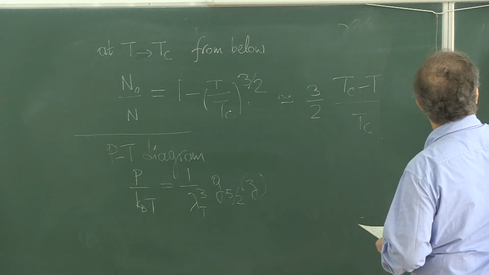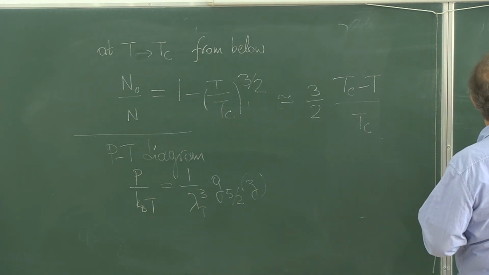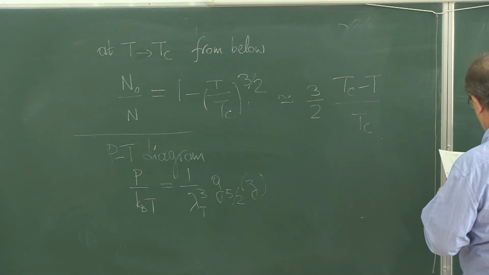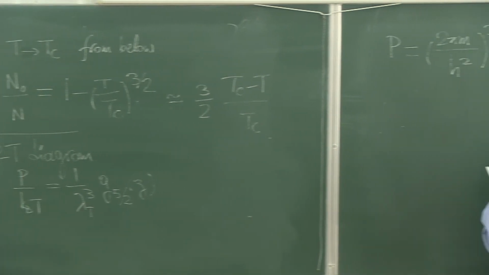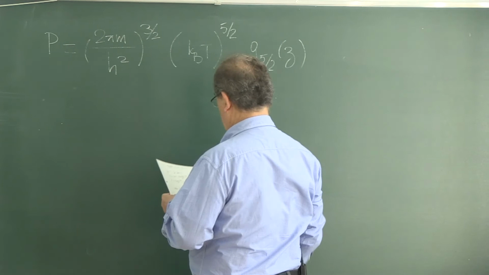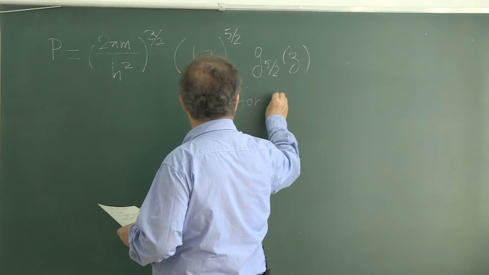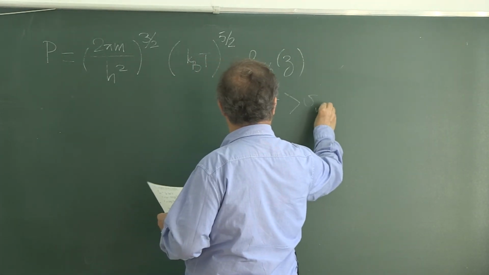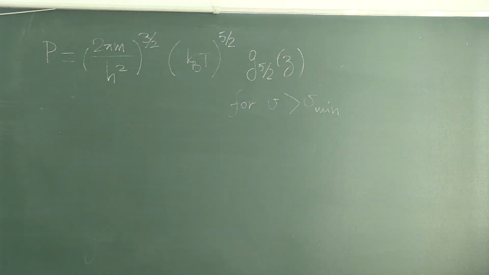So the pressure can be written in terms of temperature, if you like, as (2πm/h²) to the 3/2, keeping the constant terms, and writing the temperature term in kBT form, (kBT)^(5/2) g_{5/2}(z), for V greater than the minimum. Now, what is V minimum?